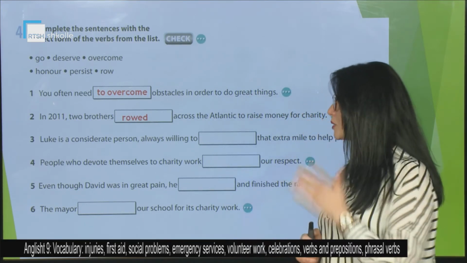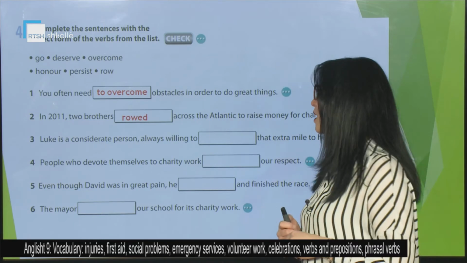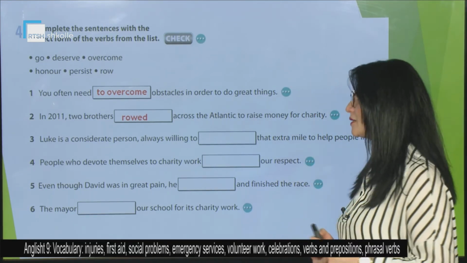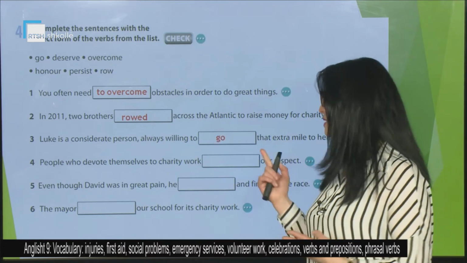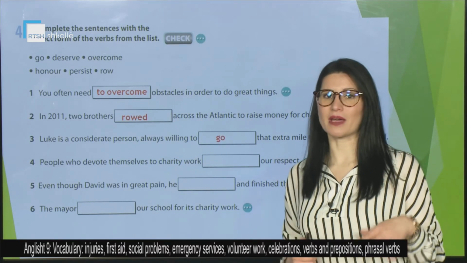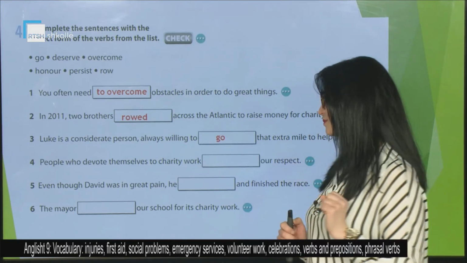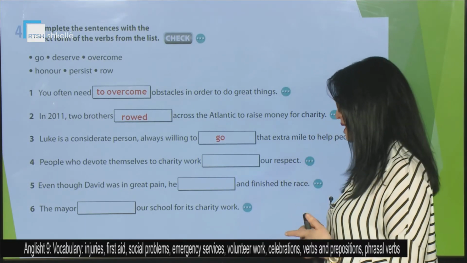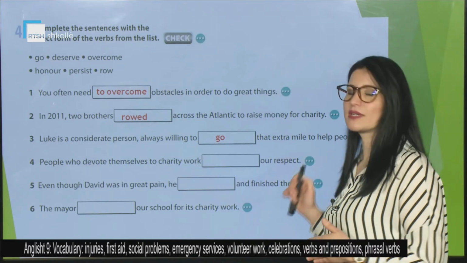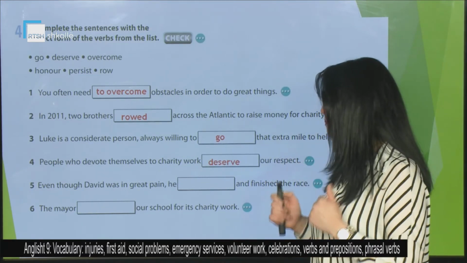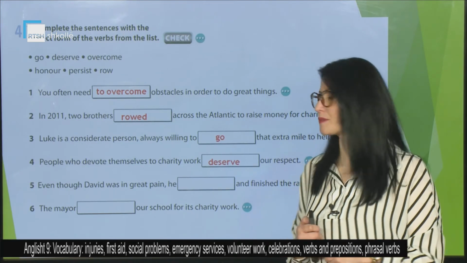Number 3, Luke is a considerate person, always willing to go that extra mile to help people in need. And the correct phrase here is go that extra mile, just like the title of the text we had in the previous lesson. People who devote themselves to charity work deserve our respect. So these people deserve our respect, merit our respect.